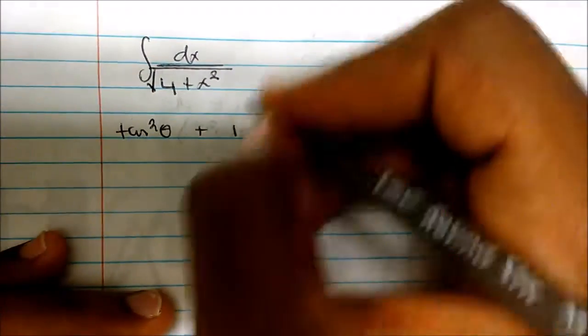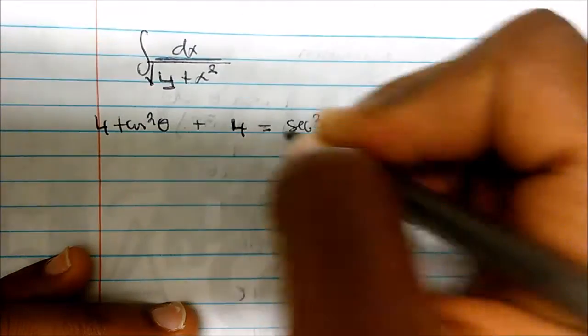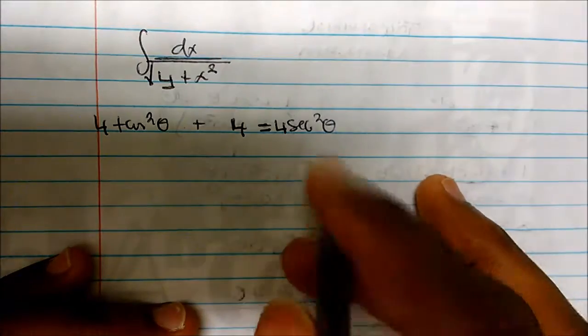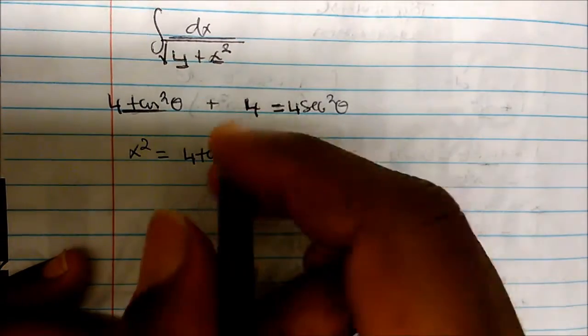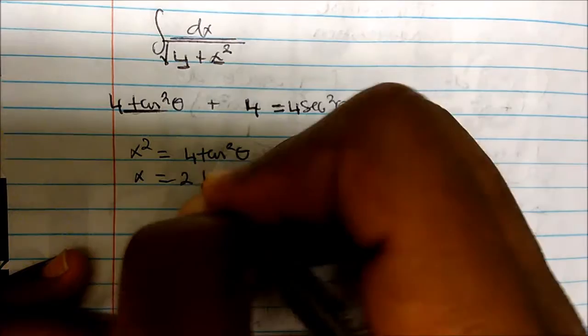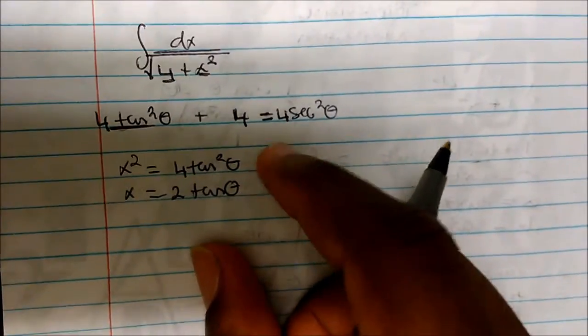So we have tangent squared of theta plus 1, and that is equal to secant squared of theta. Well, I don't have 1, I have 4, so if I replace everything with the coefficient of 4 inside, then now I can see that 4 tangent squared of theta maps to x squared. And so if that is true, we set them equal to each other. So x squared becomes 4 tangent squared of theta. If I take my square root on both sides, x becomes 2 tangent of theta, because the square root of 4 is just 2, and the square root of tangent squared is just tangent.